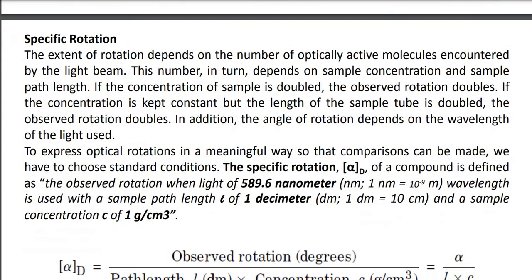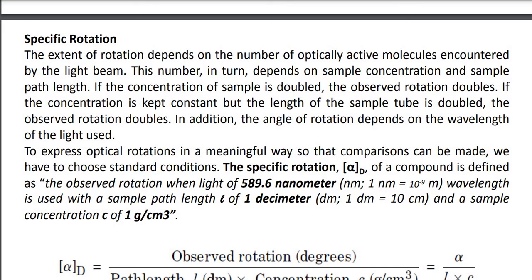So, specific rotation. What is specific rotation? The extent of rotation depends on the number of optically active molecules encountered by the light beam. And this number in turn depends on the sample concentration and sample path length. If the concentration of the sample is doubled, the observed rotation doubles. If the concentration is kept constant but the length of the sample tube is doubled, the observed rotation doubles. In addition, the angle of rotation depends on the wavelength of the light used.